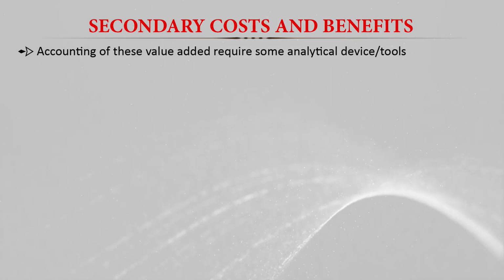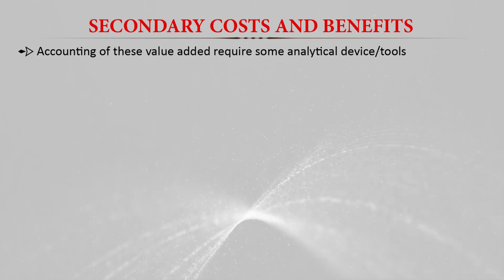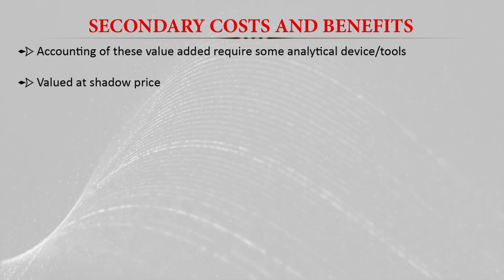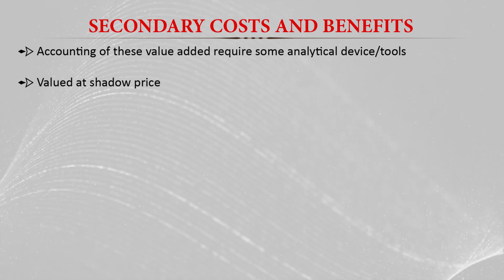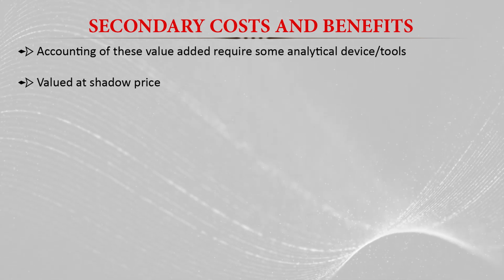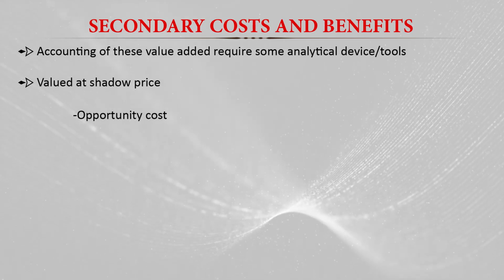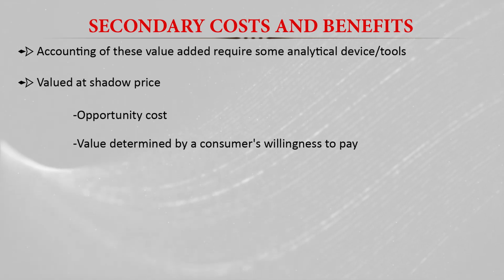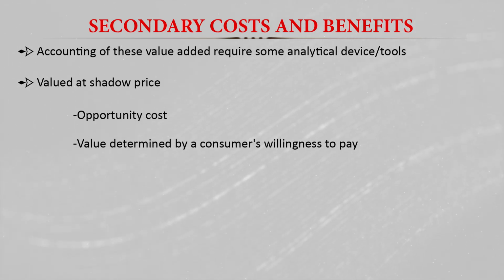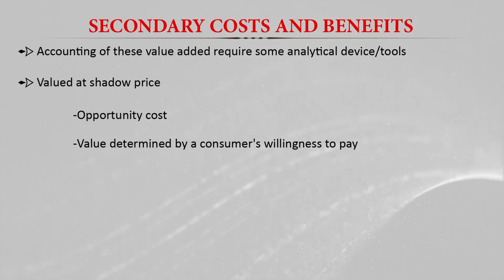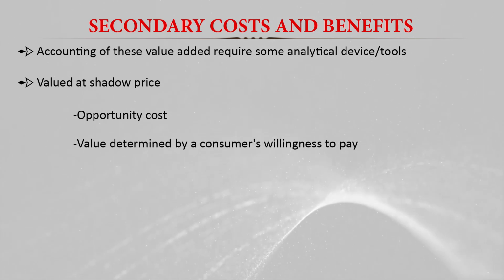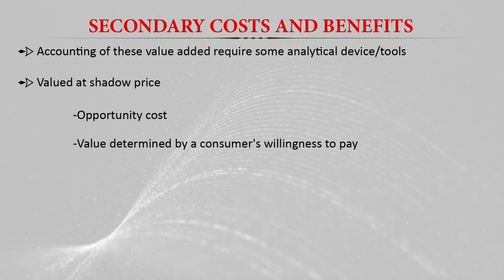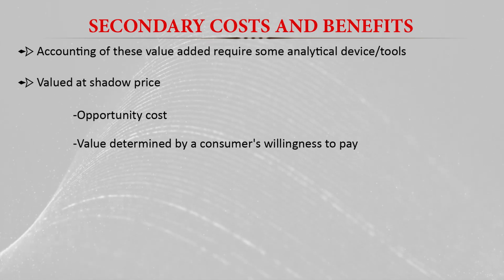Again, accounting of this value added in the secondary cost and benefit requires some analytical tools and devices, because it cannot be measured easily, and sometimes we measure it at shadow price because we don't know exactly what the price should be. Sometimes we treat shadow price as the opportunity cost, or sometimes value is determined by a consumer's willingness to pay, WTP, by asking consumers, if we provide these services from the projects, how much will you be able to pay. That is a kind of consumer's willingness to pay.